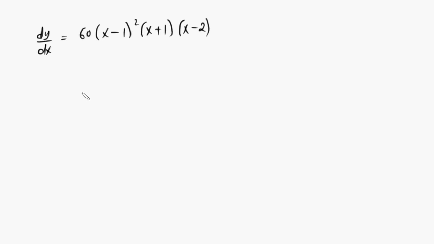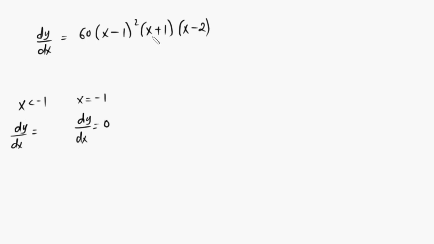Sasa tunajua ili point iwe maximum, dy/dx needs to change from positive to negative. Na ili iwe minimum, dy/dx needs to change from negative to positive. So let's see. Ile inaitwa x is equal to negative 1, okay? Hapo dy/dx ni 0, okay? We have seen that one. So what about when x is less than negative 1? What's our dy/dx?